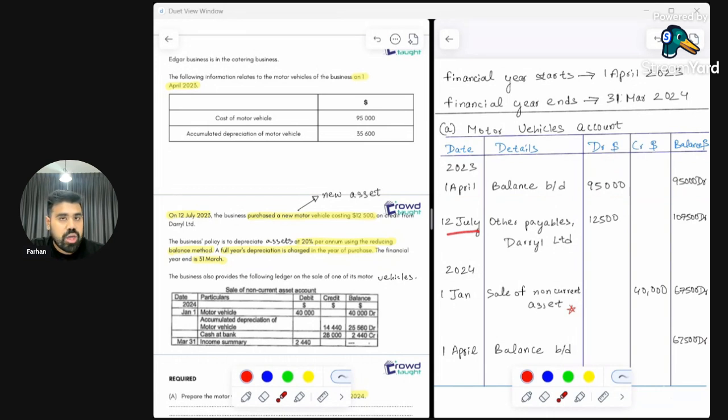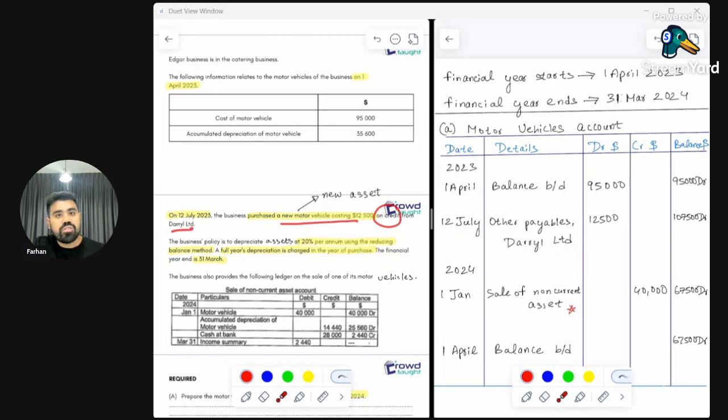All right, so because we have bought a new asset, our assets have increased, right? So when assets increase, we debit them. So that's why we have included $12,500 on the debit side. And the details in this case is other payables, Daryl Limited. The reason I've included Daryl Limited in other payables is because this line here in the question clearly specifies that this motor vehicle was bought on credit from Daryl Limited.